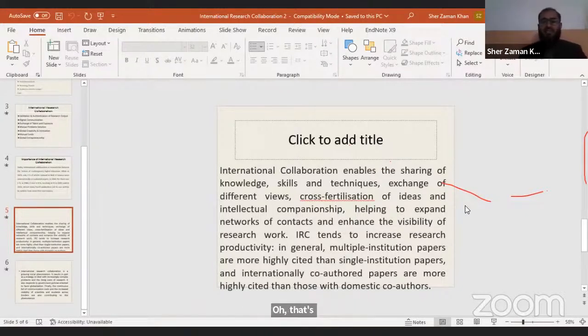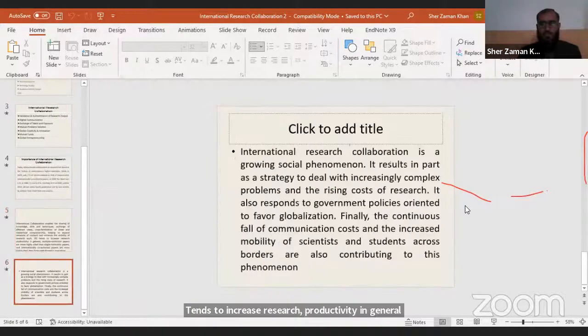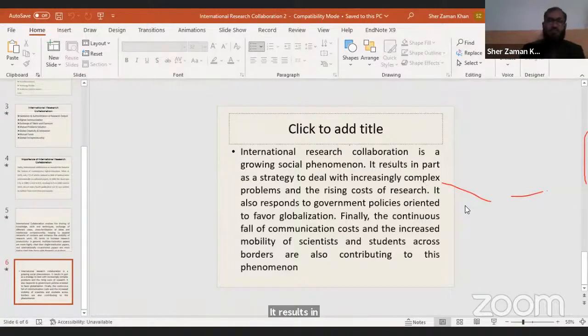International research collaboration tends to increase research productivity in general. Similarly, we know that international research collaboration is a growing social phenomenon. It results in part as a strategy to deal with increasingly complex problems and rising costs of research. It also responds to government policies oriented in favor of globalization.